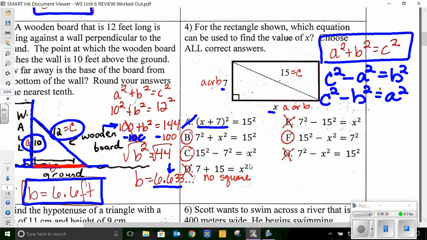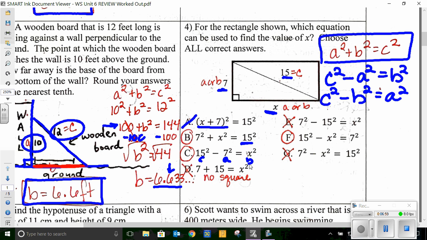7 squared plus x squared, that's what we're saying. A squared plus b squared, there's my a squared plus b squared, equals the c squared there. And so that one works. C is like my example, the second one I did, or either one really, depending on how you've labeled it. So here we have 15 squared, that's my c, minus the 7 squared, which was the a, is going to give me the b, the x squared.